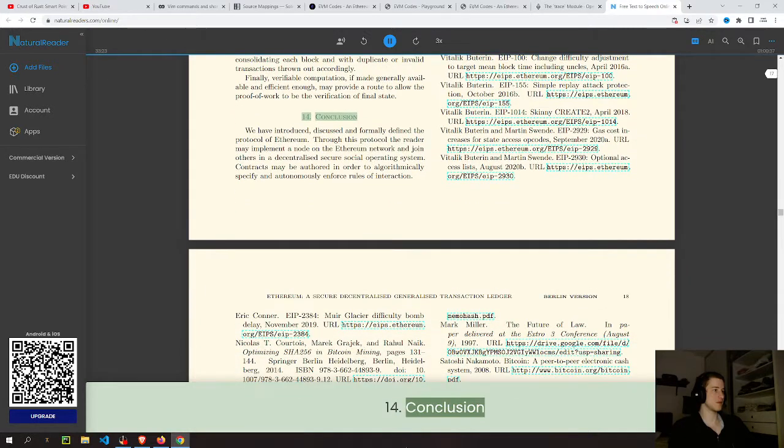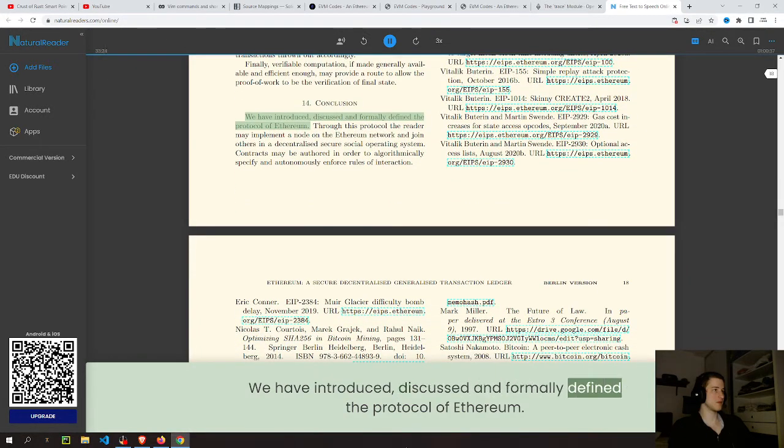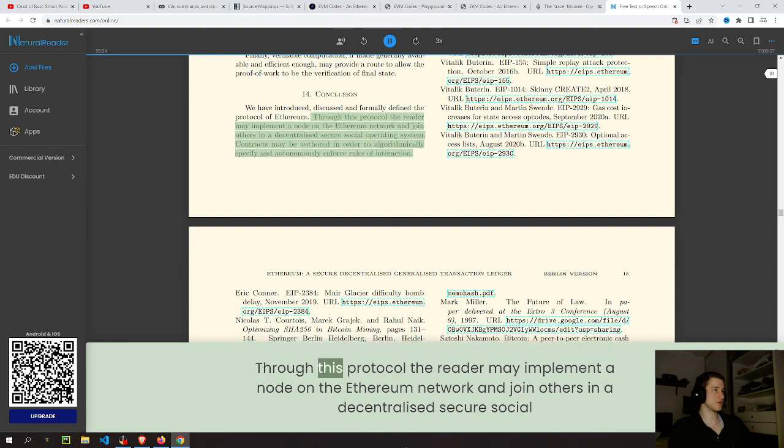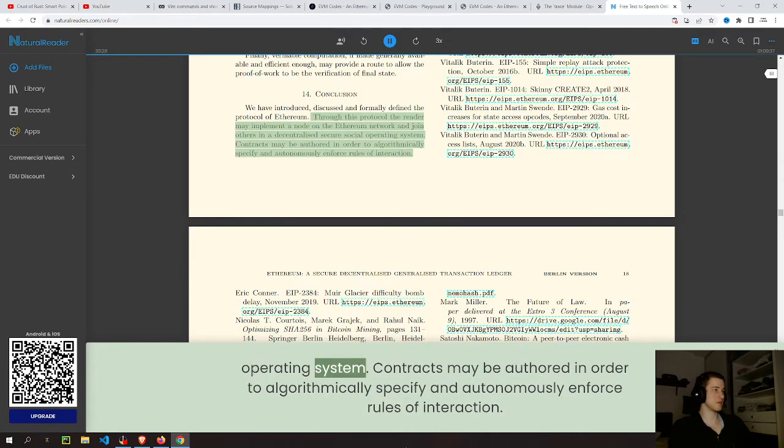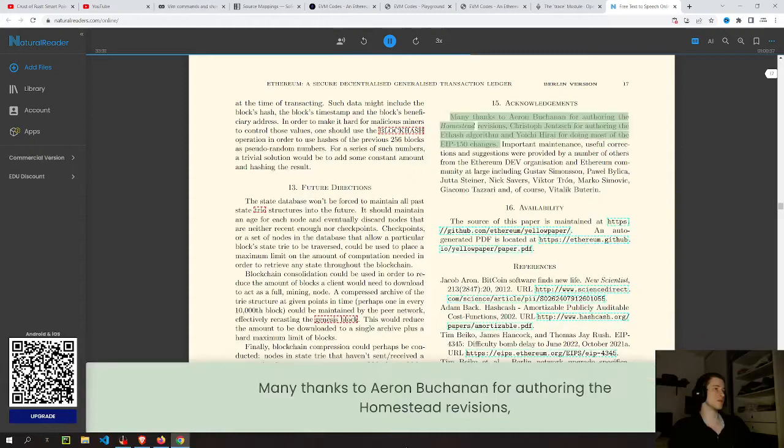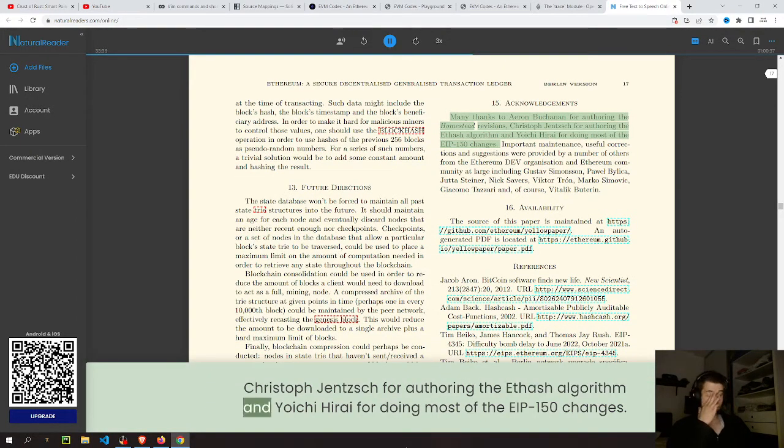14 Conclusion. We have introduced, discussed, and formally defined the protocol of Ethereum. Through this protocol, the reader may implement a node on the Ethereum network and join others in a decentralized secure social operating system. Contracts may be authored in order to algorithmically specify and autonomously enforce rules of interaction. 15 Acknowledgements. Many thanks to Aaron Buchanan for authoring the Homestead revisions, Christoph Jentsch for authoring the Ethash algorithm, and Yoichi Hirai for doing most of the EIP 150 changes.